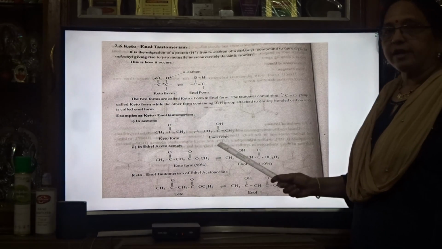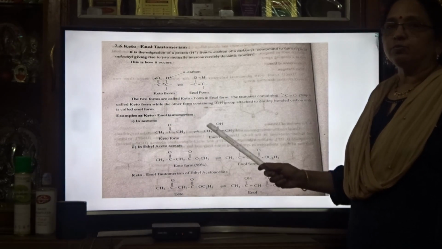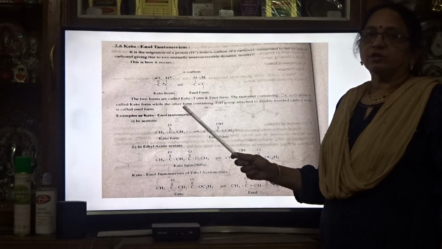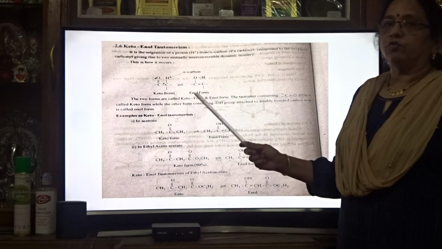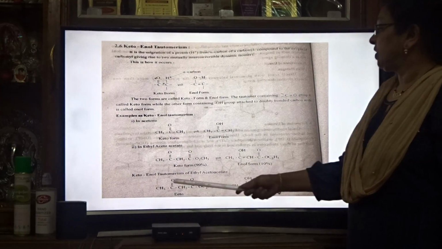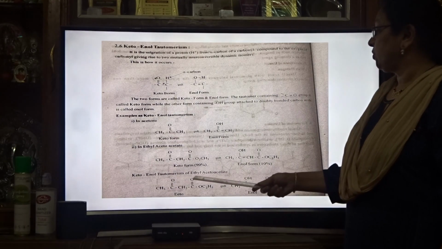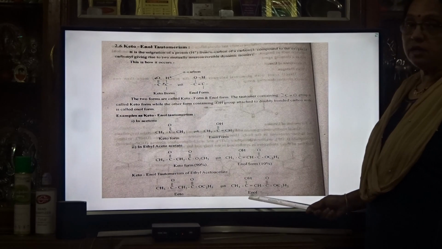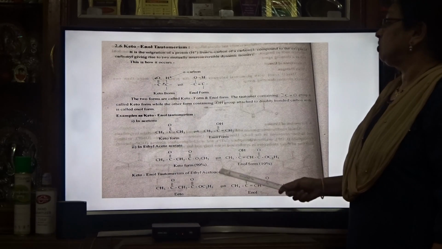Sometimes it is written that the reaction proceeds in the enol form. When the reaction proceeds, you have to take the enol form. So you should know how to write the keto form and enol form. Then keto-enol tautomerism of ethyl acetoacetate: this is the ethyl acetoacetate keto form, and this is the enol form of ethyl acetoacetate.